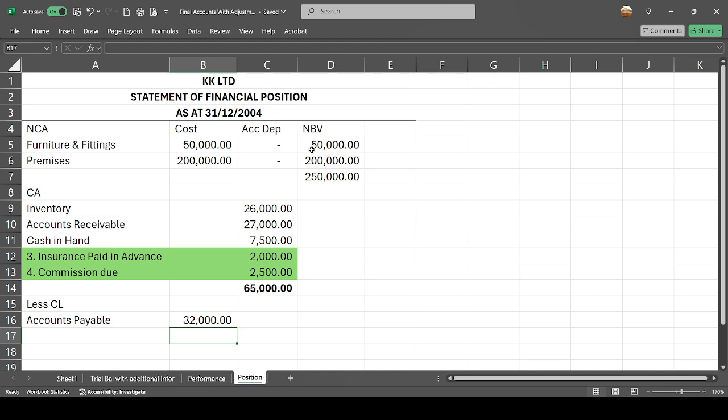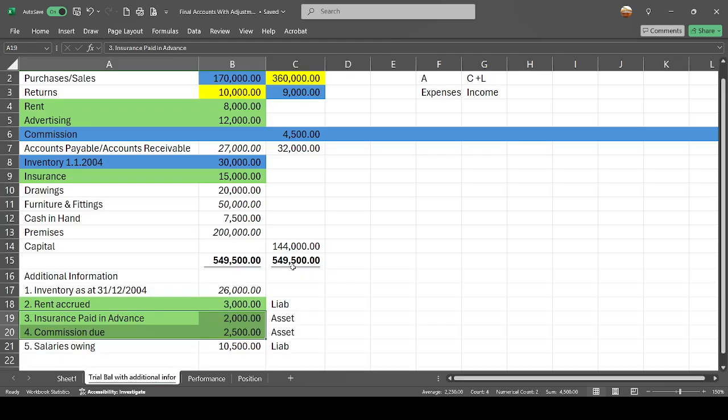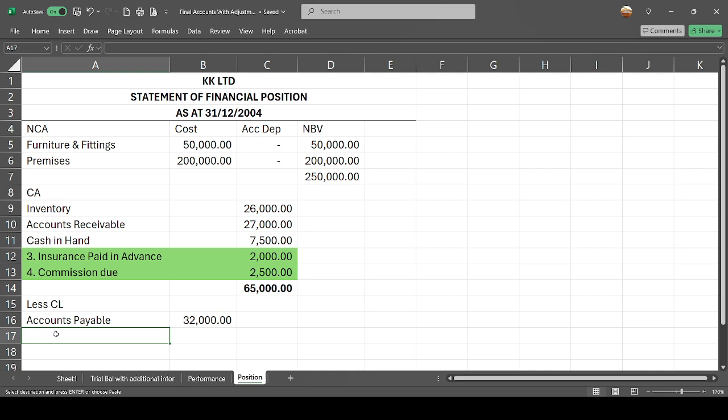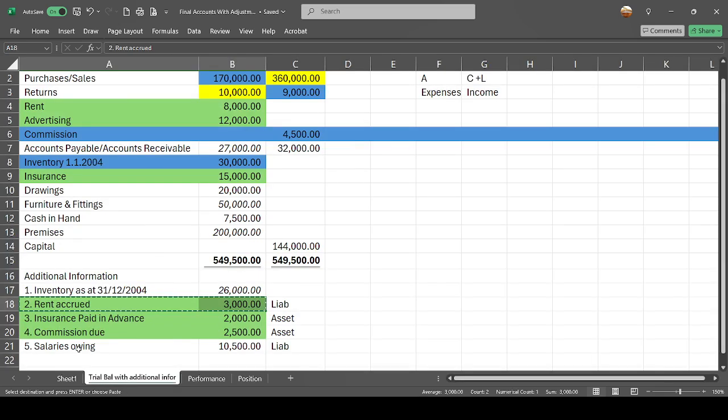And then let me just check if there is any other. There's no loan and no long-term loan or any other things like that. So we come over here and we find accrued rent, and then we have salaries owing. Those are liabilities. So let me copy those ones. Let me copy this one, copy that, then I come over here and paste it here, Control V. Then the next one is salaries owing.